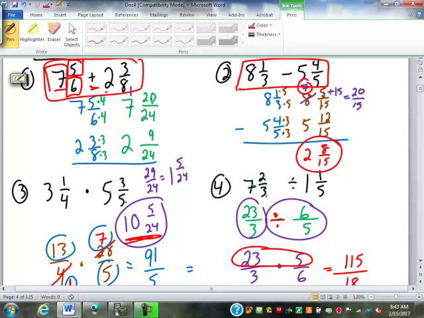So the same for this one. 8 and 1/3 minus 5 and 4/5. Now, if you hit the wrong key, you can always use the arrow on that little round pad up there to arrow back and type over it. Did you get the 2 and 8/15? Perfect.